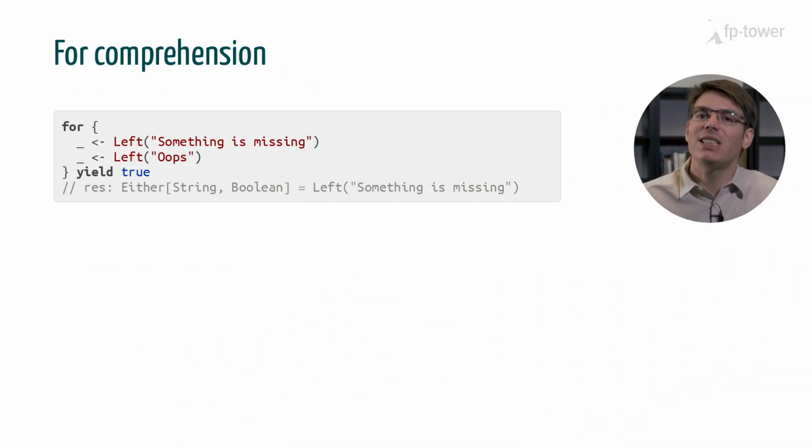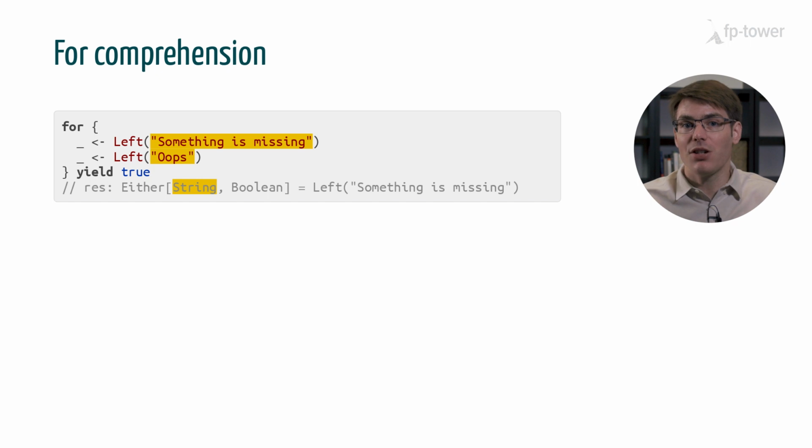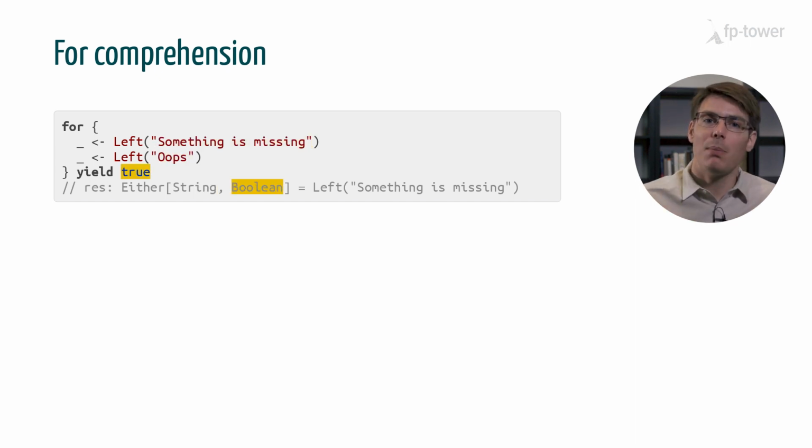Okay, so now that we understand how Scala upcasts the type of left and right to the expected either type, let's have a look at how we can combine eithers using a for comprehension. In the simplest case, we have a for comprehension where all the lines return the same error type. For example, here they all use string. So in this case, the resulting either also uses string. Note that the right type of the either is always the type of the yield expression.